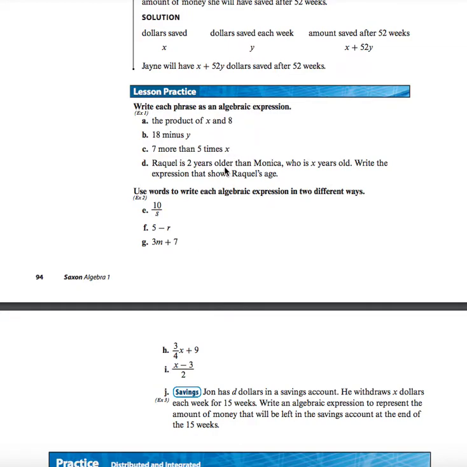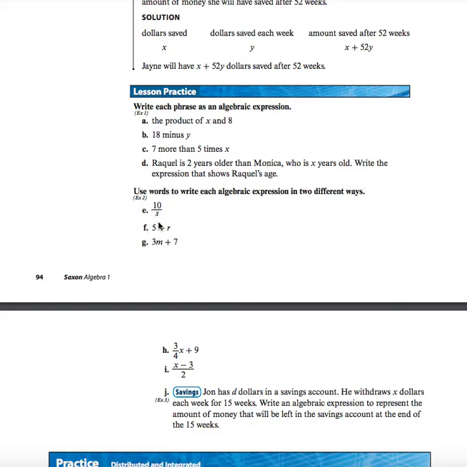C, 7 more than 5 times x. Here you've got two operations. More than is addition, times is multiplication. 5 and x are going to be multiplied plus 7. 5x plus 7 is how you'd write this out. D, Raquel is 2 years older than Monica, who is x years old. Write the expression that shows Raquel's age. Well, Monica's x years old and Raquel's 2 years older, so you'd have x plus 2.